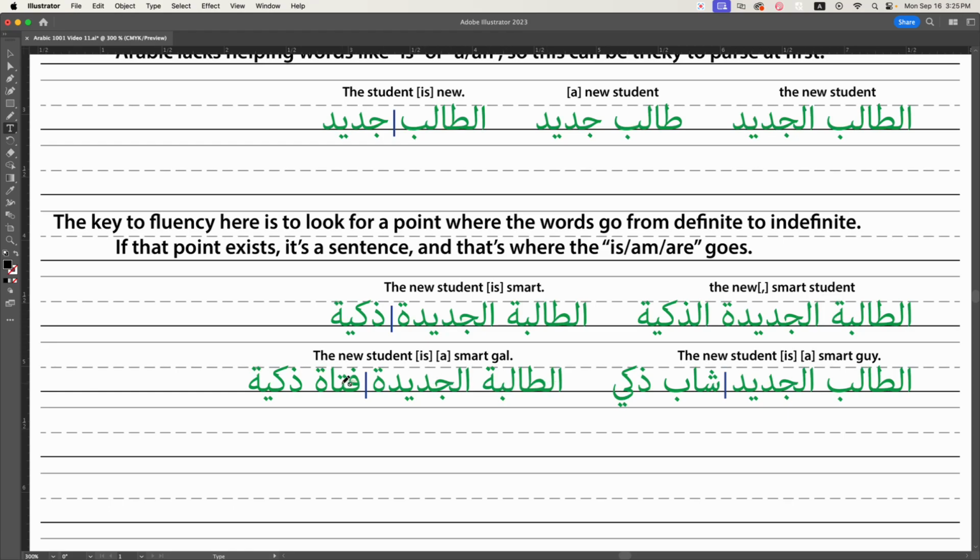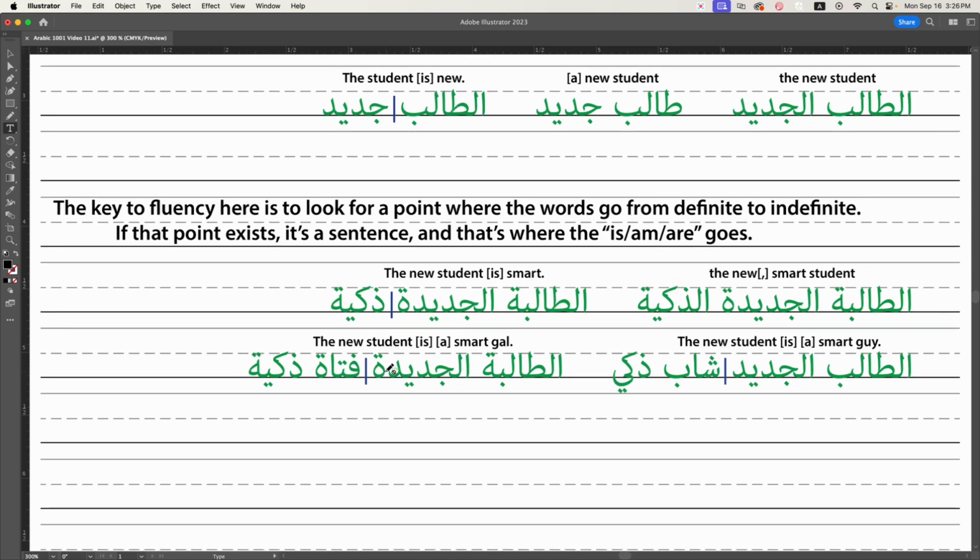الطالبة الجديدة فتاة ذكية. So this is exactly the same thing, only with the gender swapped. So the new student, there's no is, there's no a. fatat, I've got it as gal here, which is cheesy and old school, but I needed a short word for it. Young woman just took up too much space. So fatat dhakia, a smart young woman, a smart gal. Again, no is, no a in this sentence. You have to infer that it's there based on the fact that we have gone from definite to indefinite.